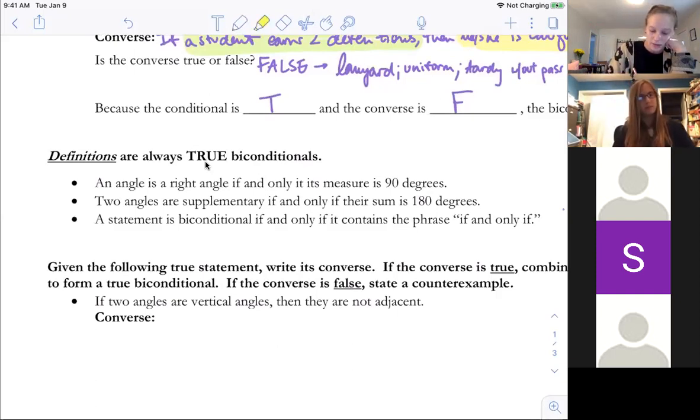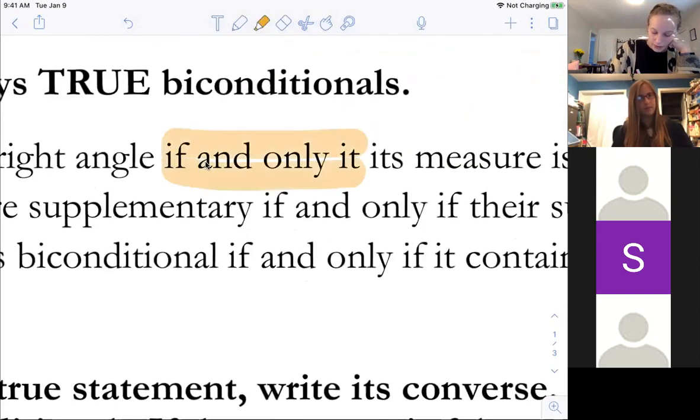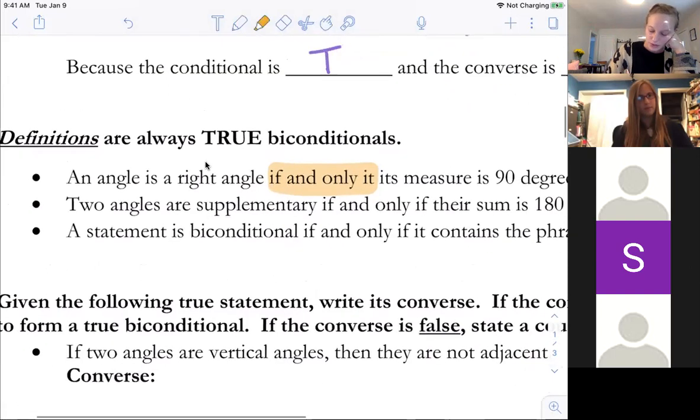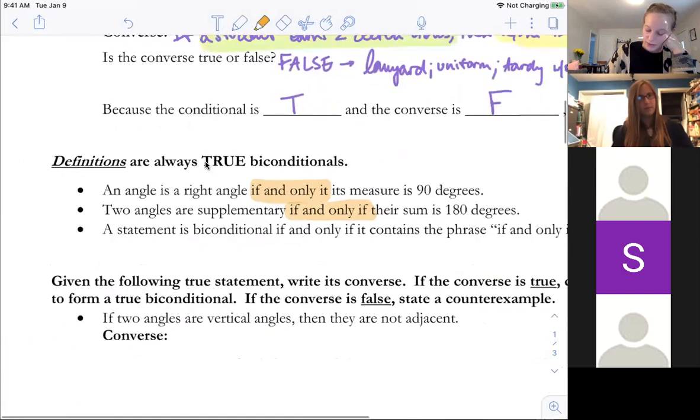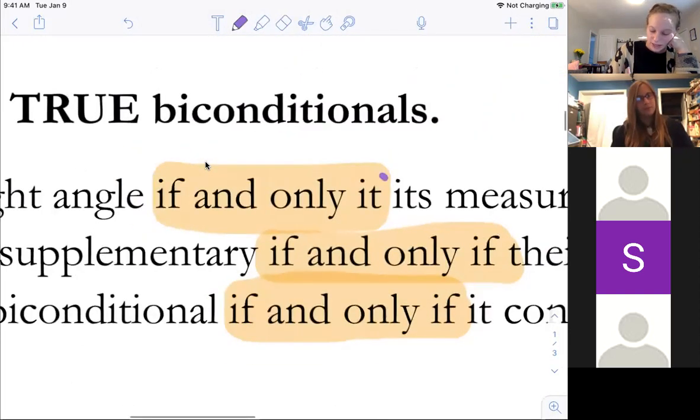And I can tell that these are biconditional statements because they say if and only if. If an angle is right, if and only if its measure is 90 degrees. And 2 angles are supplementary if and only if their sum is 180. And a statement is biconditional if and only if it contains the phrase if and only if. I do recognize that this one says if and only it. It should say if and only if.